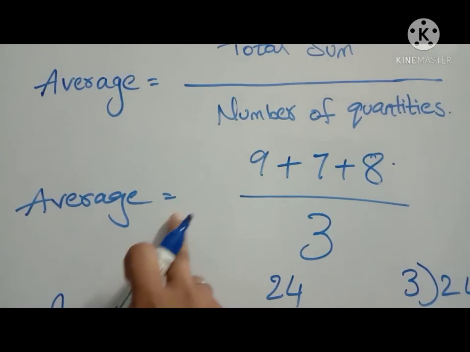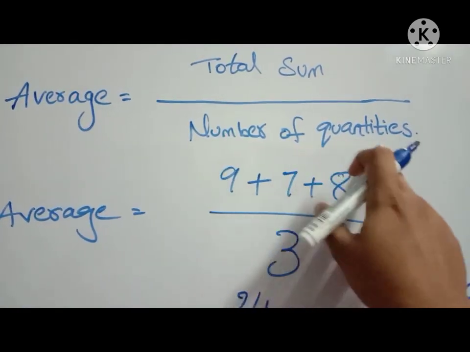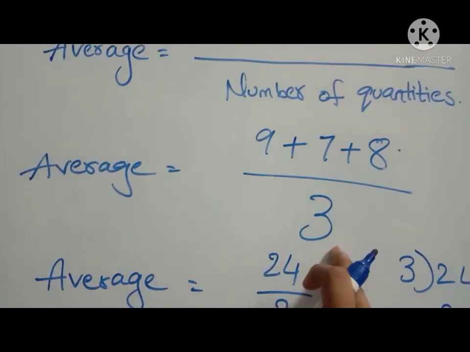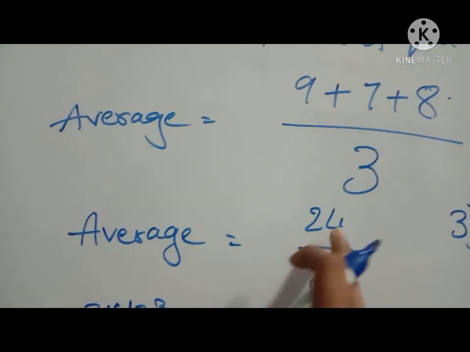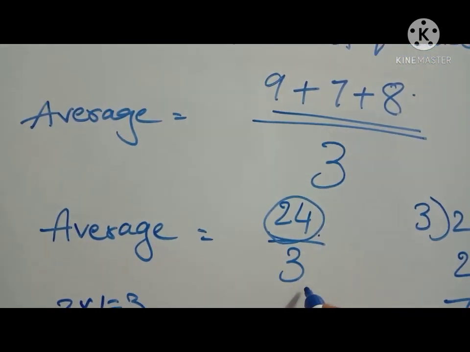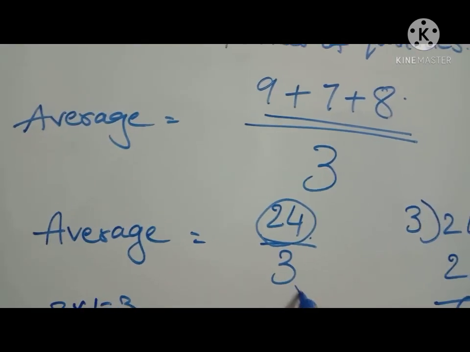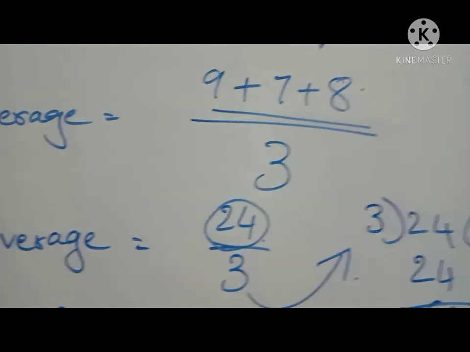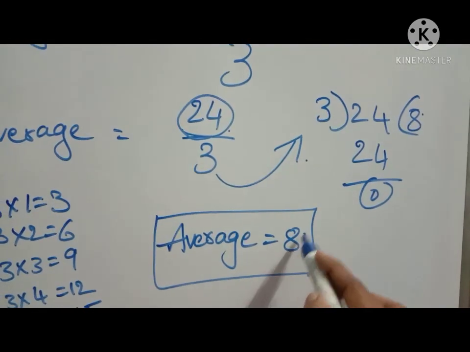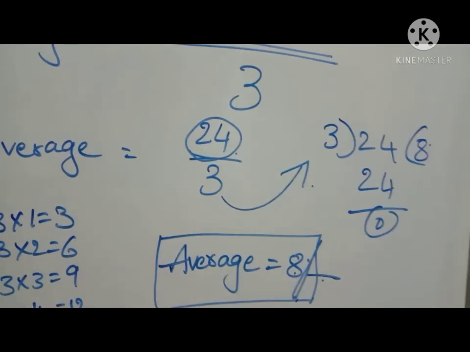So average is equals to 9 plus 7 plus 8 by number of quantities. How many numbers are there here? 1, 2, 3. In the denominator write 3. Next again, average is equals to, so total sum means what do we get? 24. 24 by 3 is the answer. Again, at the last step, we have to do the division. So what is the quotient here? 8. The average is equals to 8 rupees.